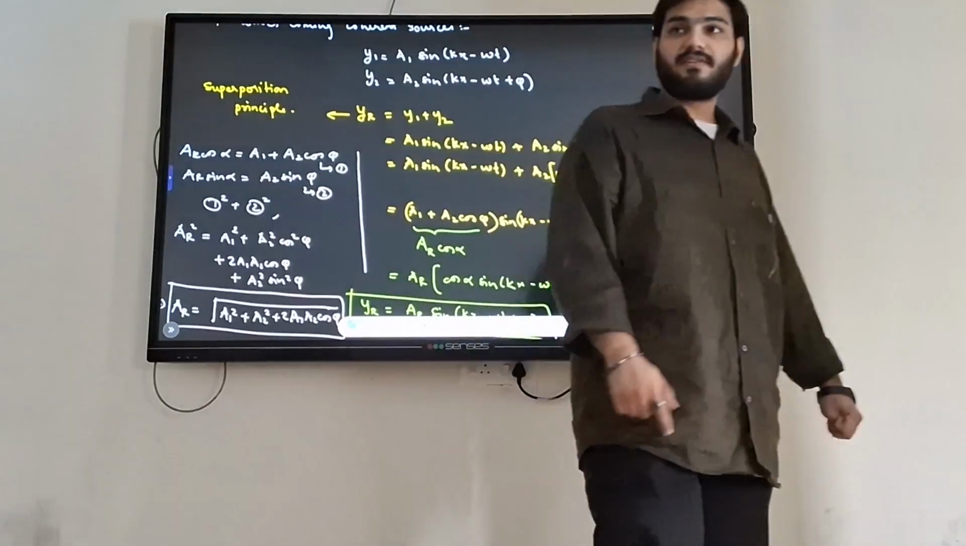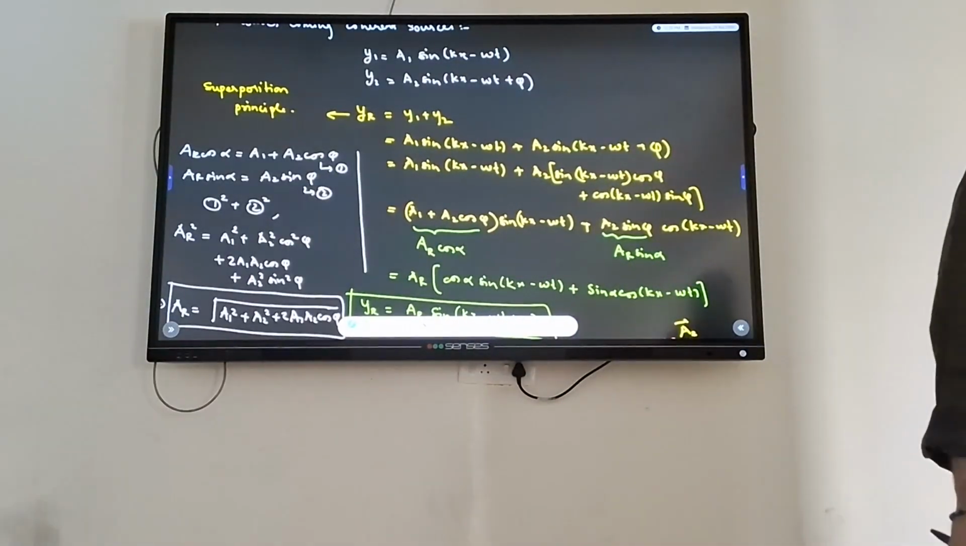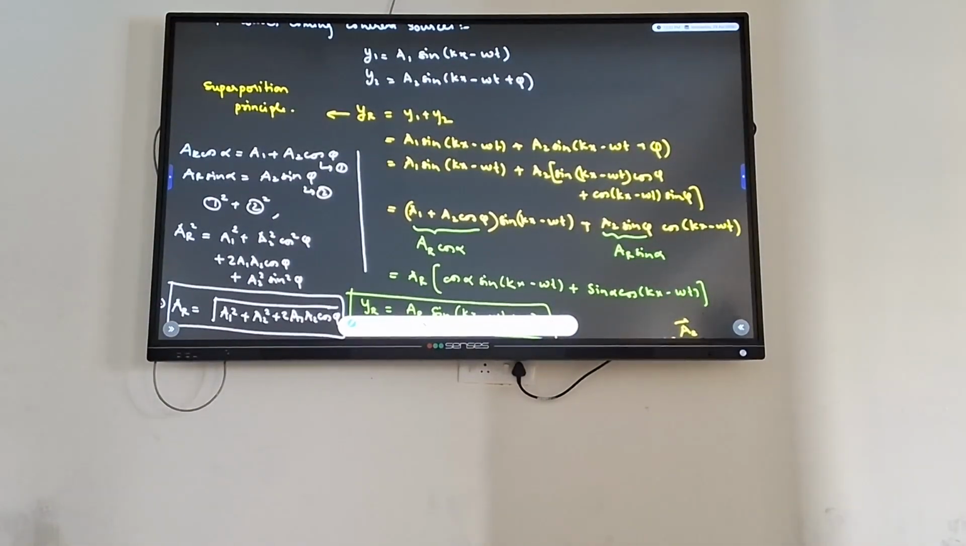Did you understand the derivation? Please make the diagram carefully.